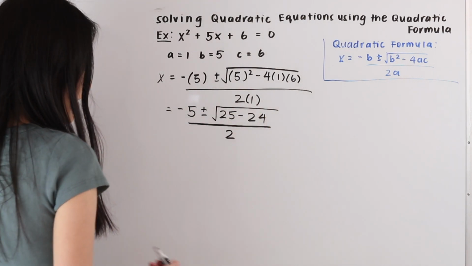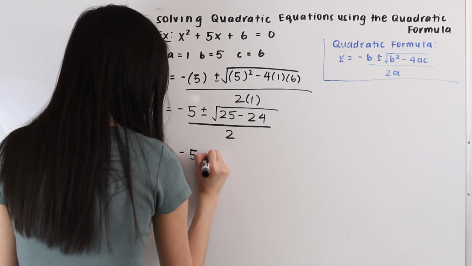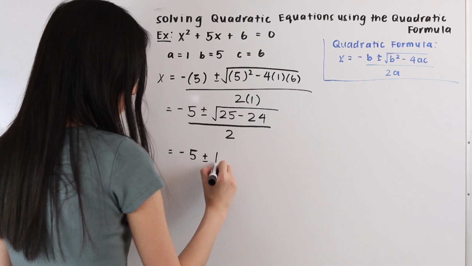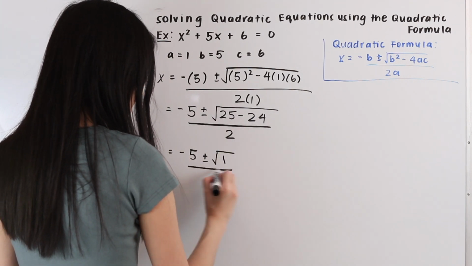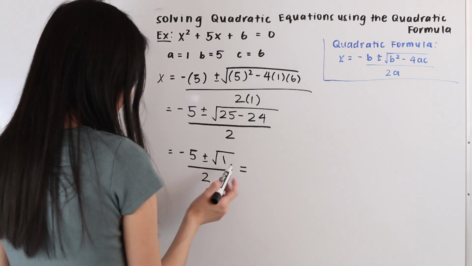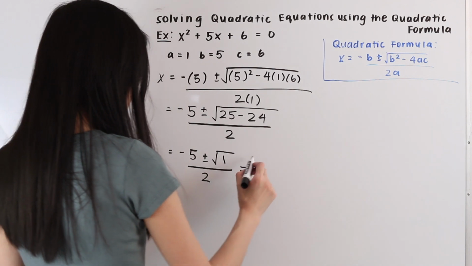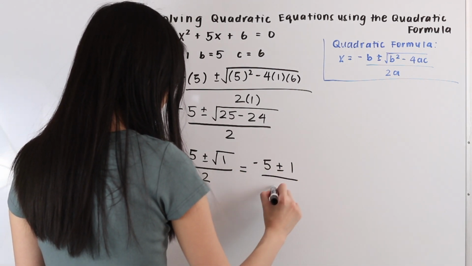And now let's go ahead and simplify this further. So we have negative 5 plus or minus the square root of 25 minus 24, which is equal to 1, and this is over 2. And from here we can simplify this further because the square root of 1 is just equal to 1, so we have negative 5 plus or minus 1 over 2.